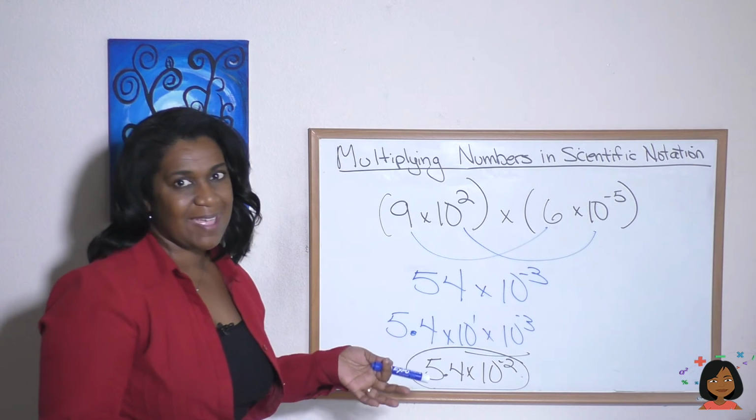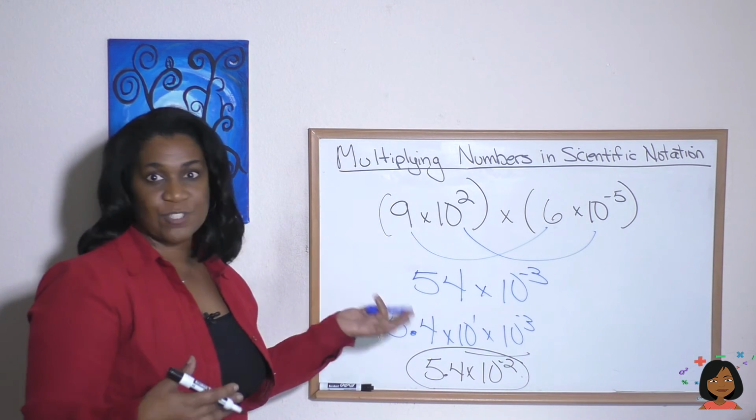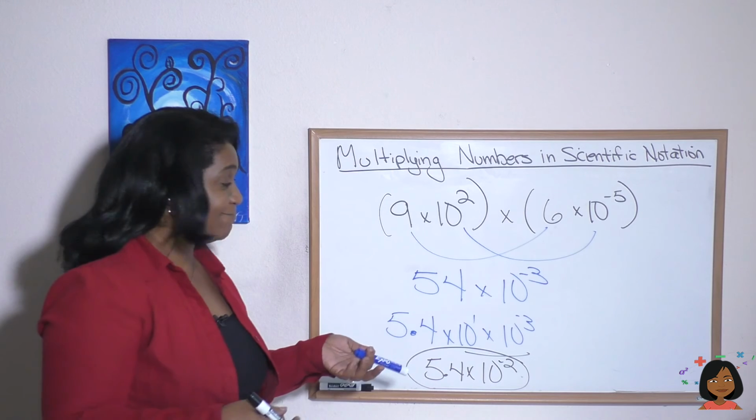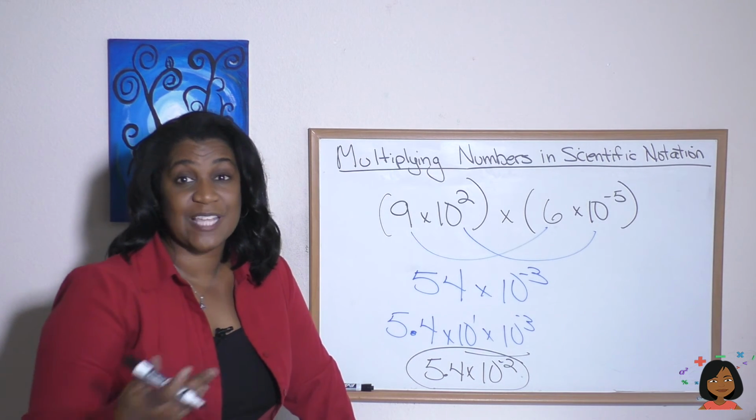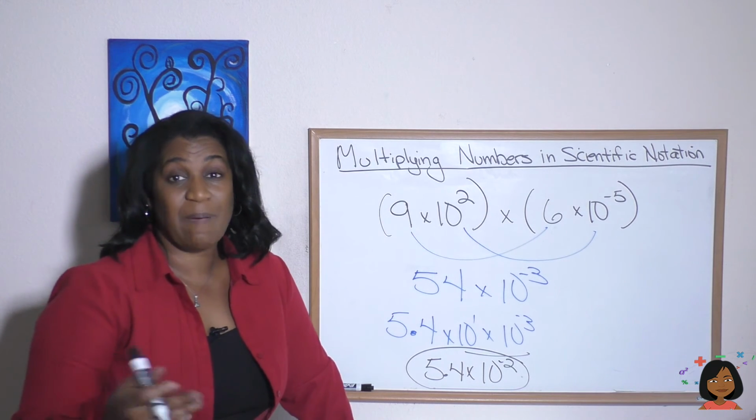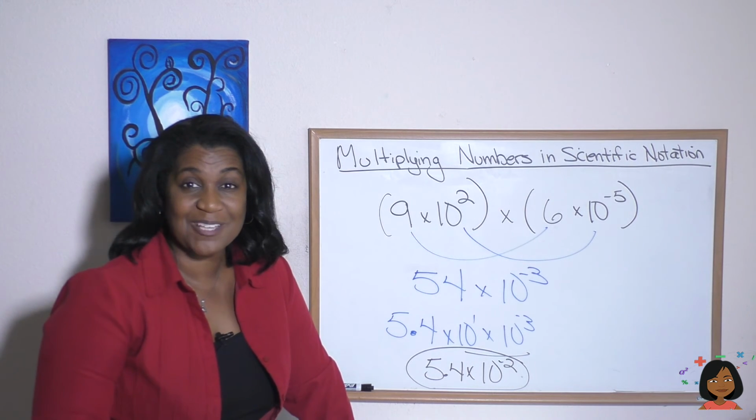So again, here we handle our negative exponents. We're still just adding exponents. So if you have a negative, just go ahead and add your negative, okay? And that's it. Pretty much I've shown you all the different variations that you can have when we are multiplying powers of 10 and using scientific notation.